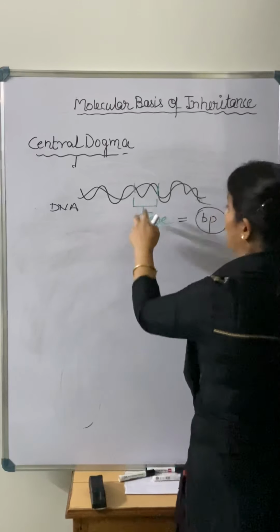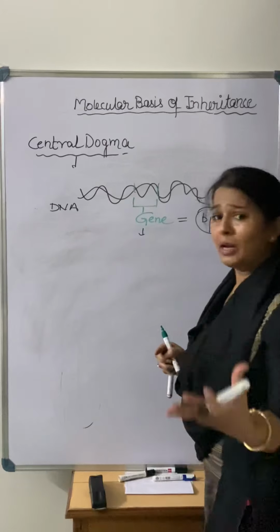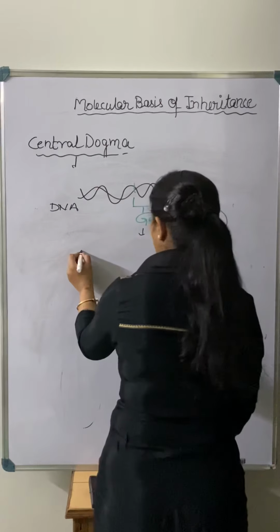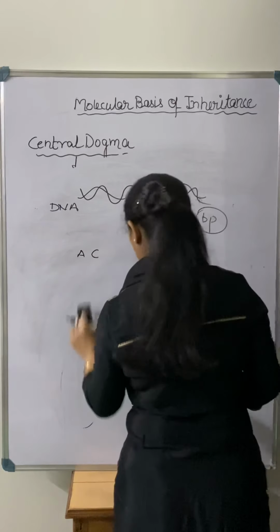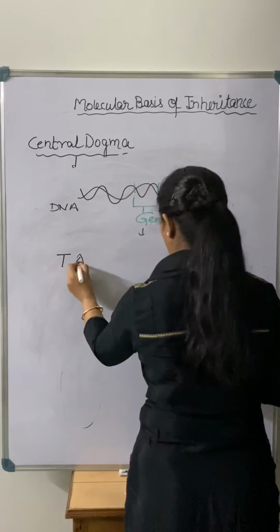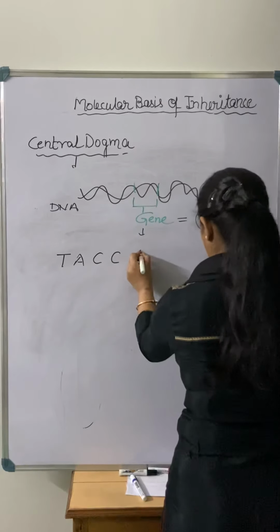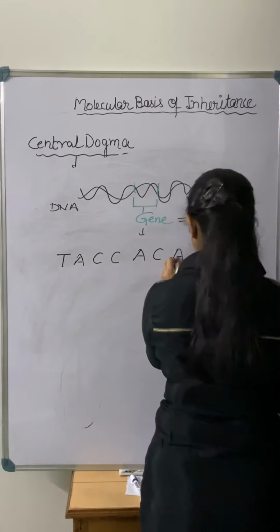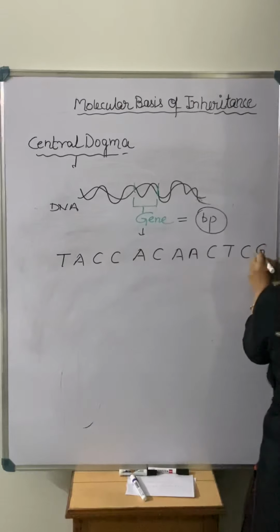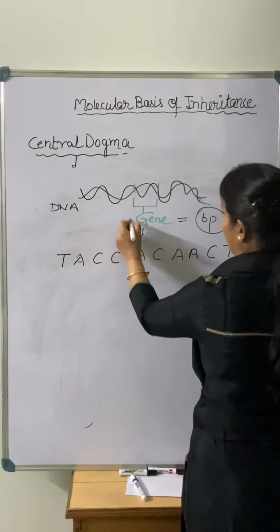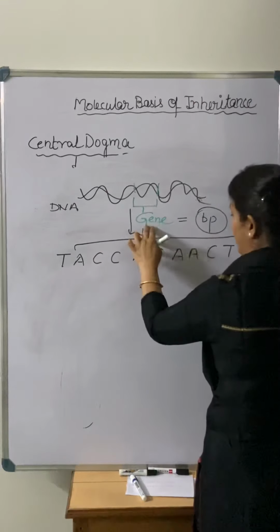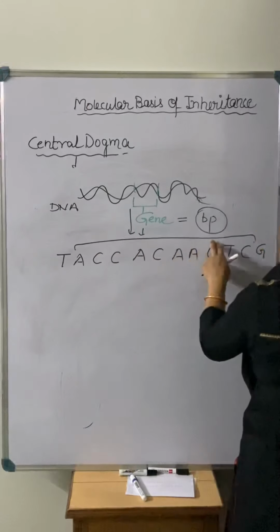So this has a 4 letter base pair code, and if I put it this way, the letters are T, A, T, A, C, C, A, C, A, C, T, then C, G. So this segment of DNA, or this gene, has these base pairs, right?